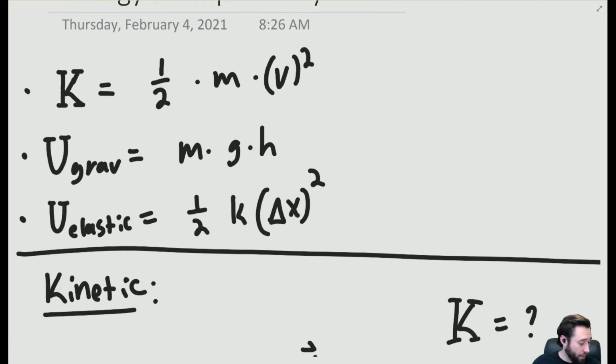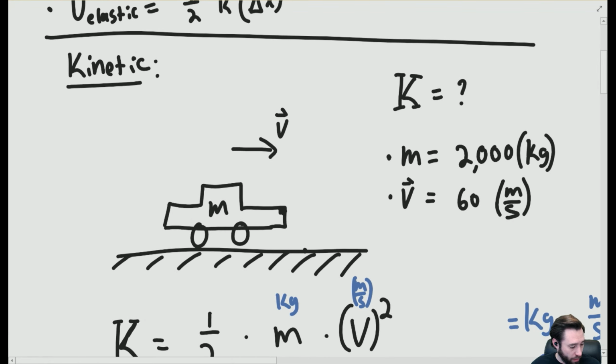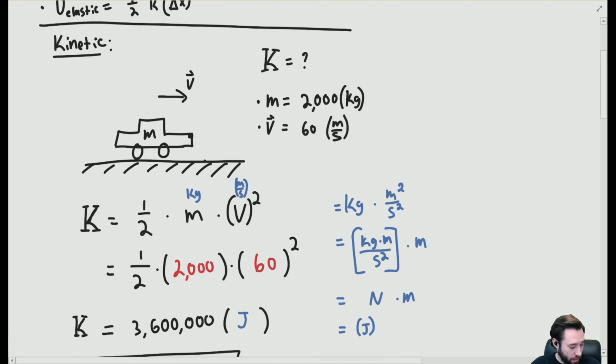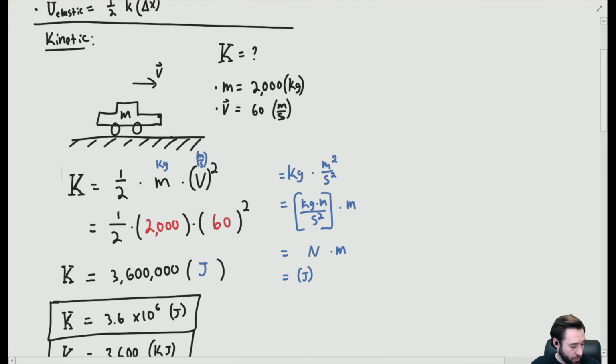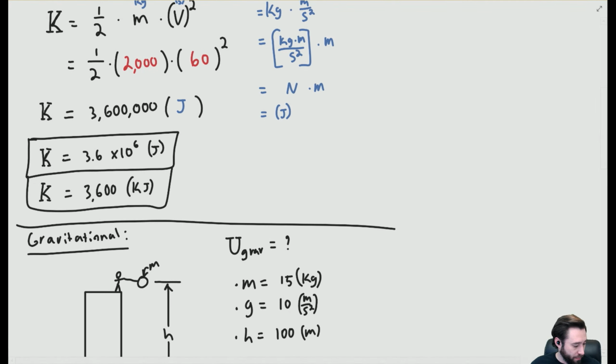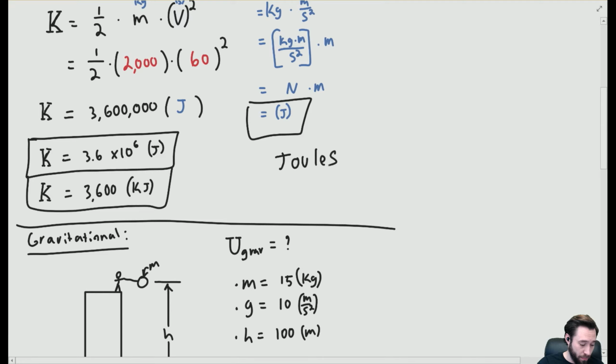Last lesson, we were talking about the three different equations for kinetic, gravitational potential, and elastic potential. And we did an example for each one. So we did an example for kinetic. We talked about the units for energy, which are going to be joules. The unit of energy is joules.